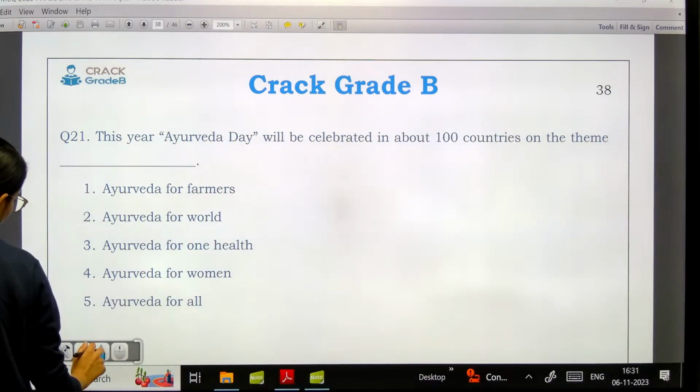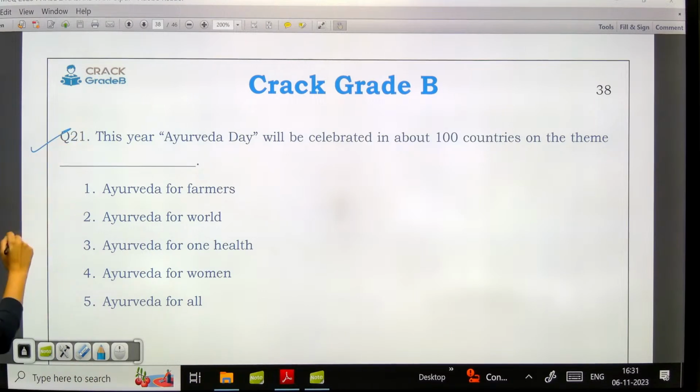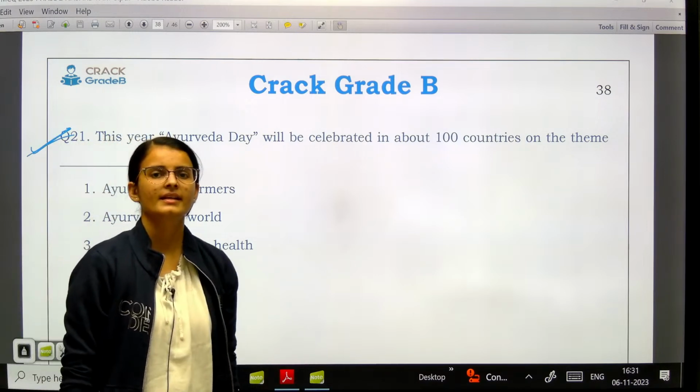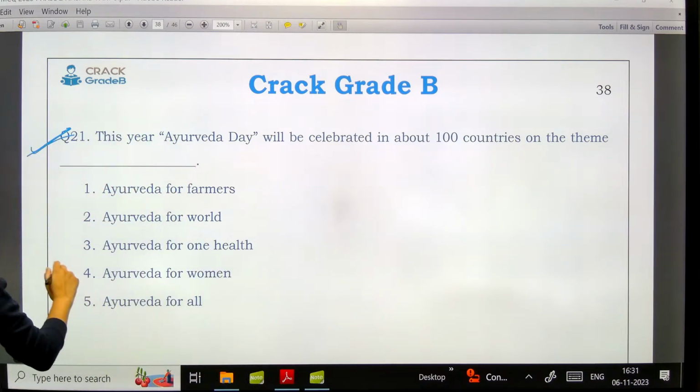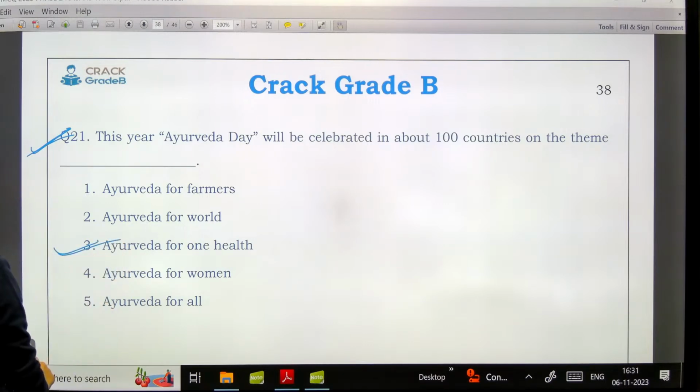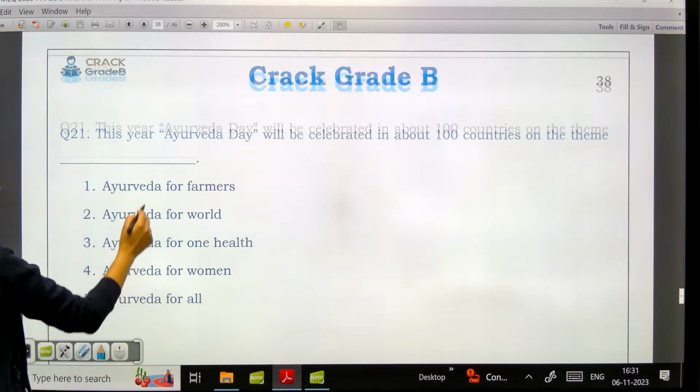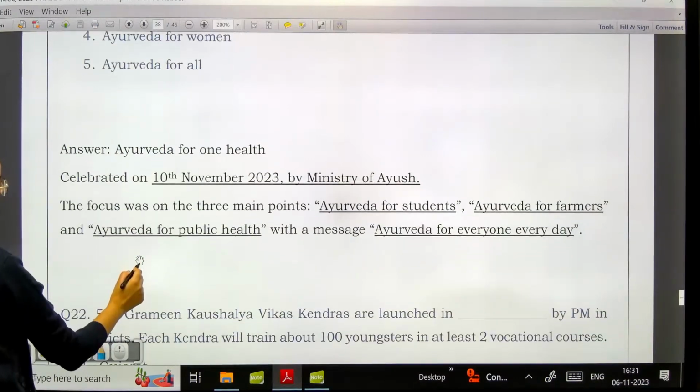This is very important, because this is the first time that Ayurveda Day is celebrated on an international level. So this is Ayurveda for One Health.